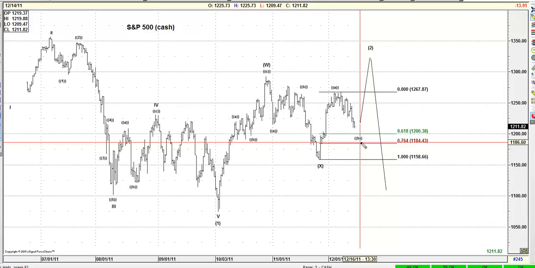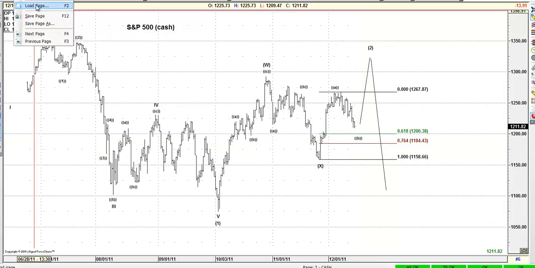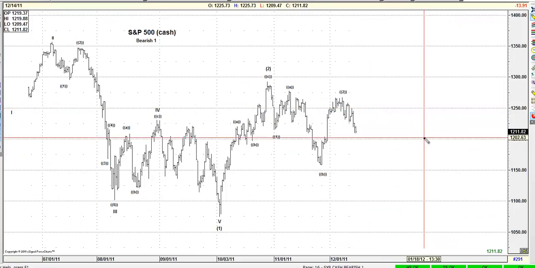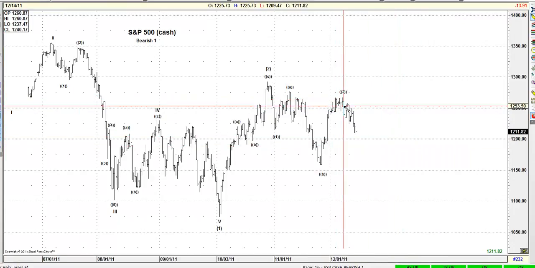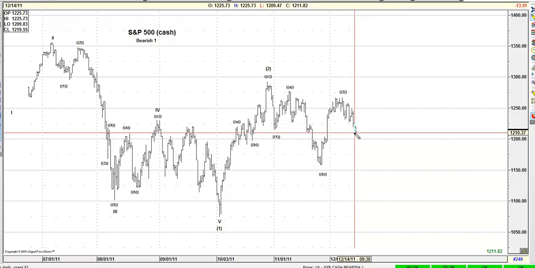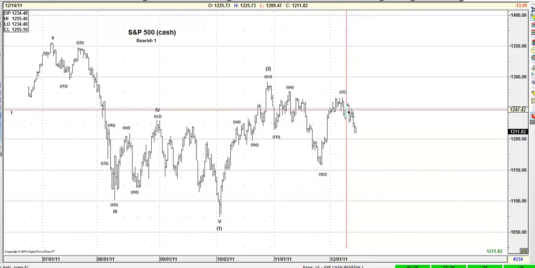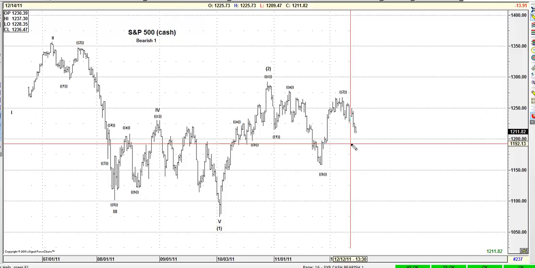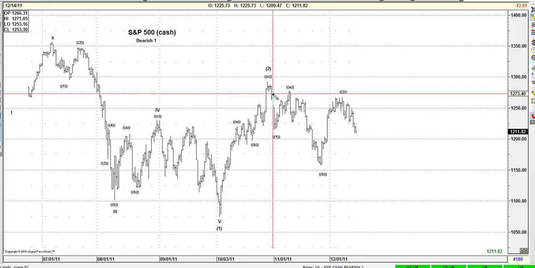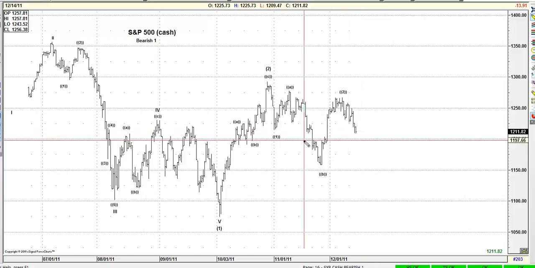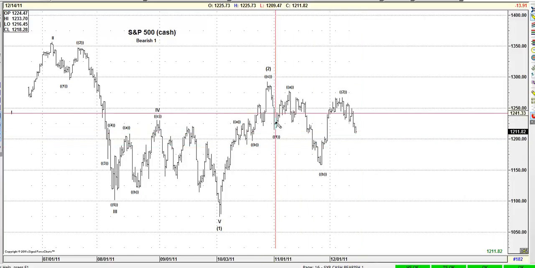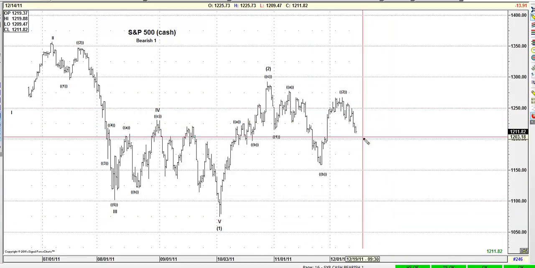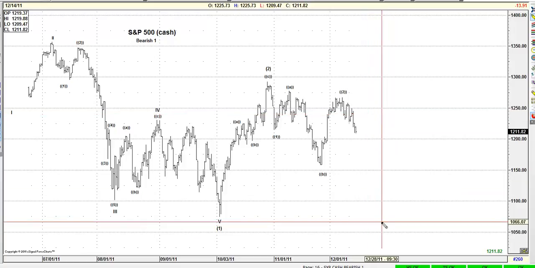Now, I want you guys to understand these things right here. This alternate count, which is possible. And why do I say that? Because every move here to the downside is a five-wave move. And sometimes this market tends to do the unexpected. This count is valid. It's completely a valid count. When you have a one and a flat two, the S&P can drop. I mentioned that today and left everyone waiting.